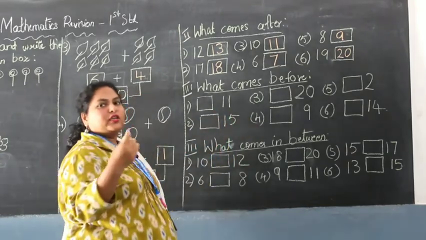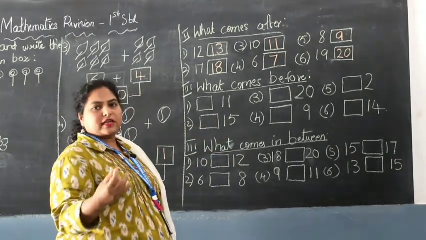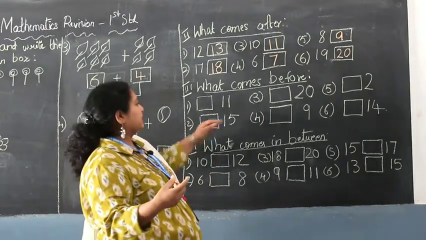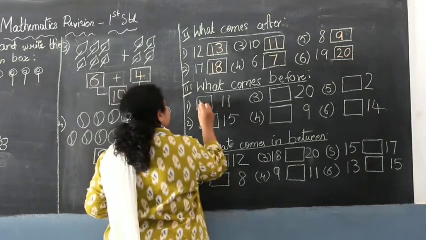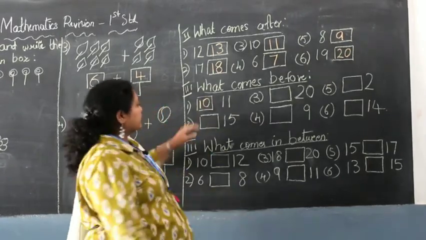1, 2, 3, 4, 5, 6, 7, 8, 9, 10, 11. So you got 11. So what was before 11? 10. 10 comes before 11. So write it in the box.